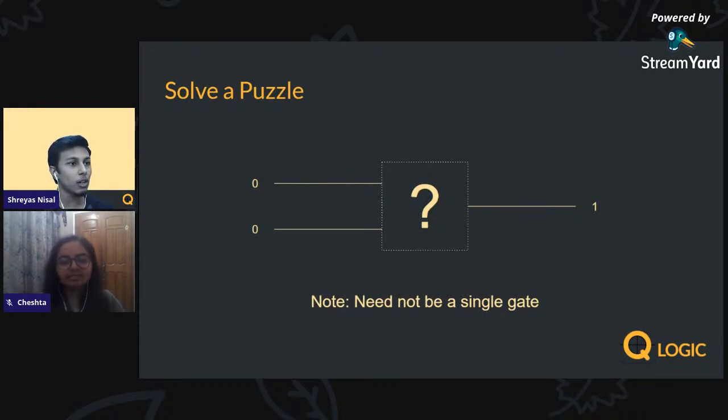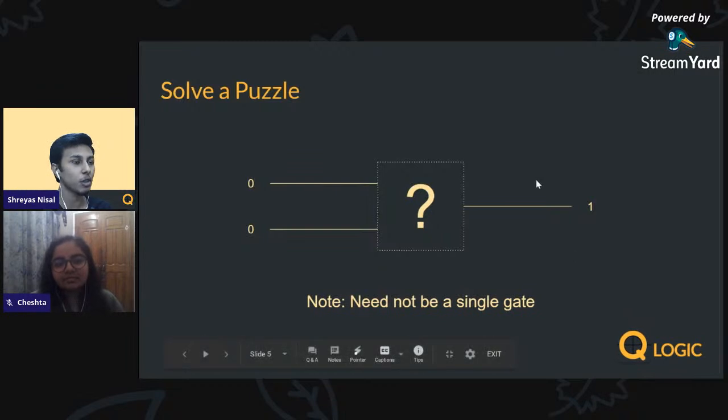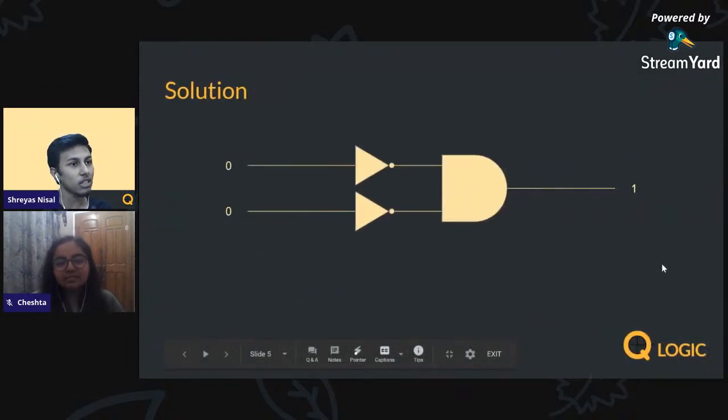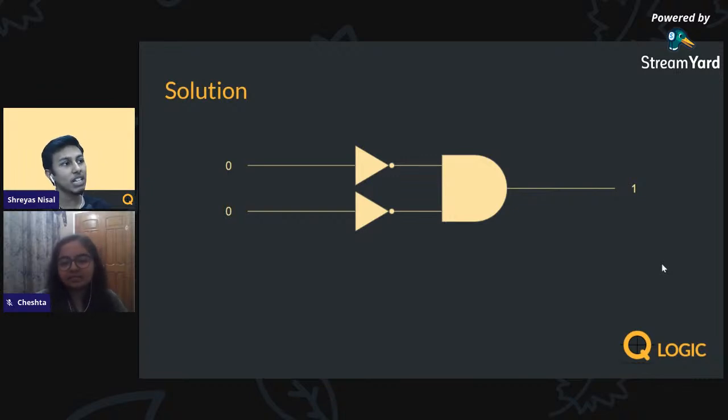Let's look at the solution itself. So if you're thinking something of this sort, then you're completely on the correct track. So it's 2 NOT gates followed by an AND gate. What the NOT gates will do is they will convert the zeros to ones, and followed by the AND gate, which will take these 2 ones as input and convert it to a 1. And I can see one of the comments says a NAND gate. So that's exactly what we'll talk about in a minute.